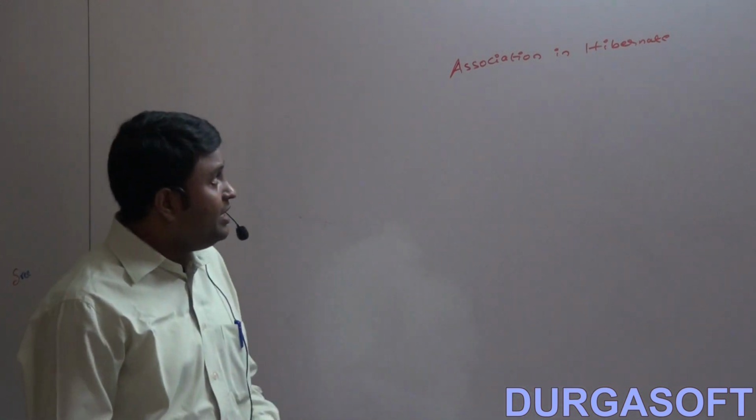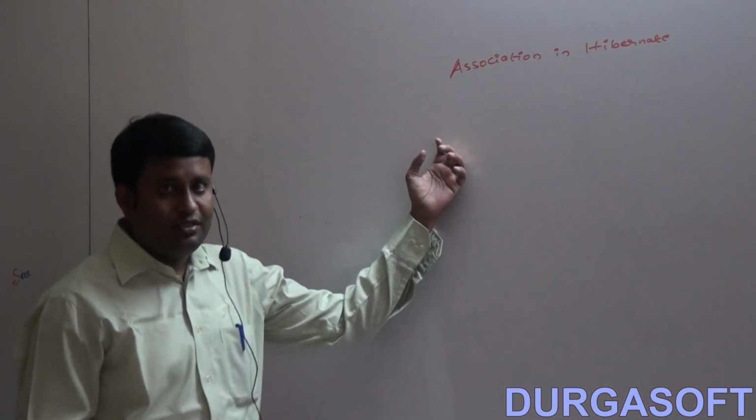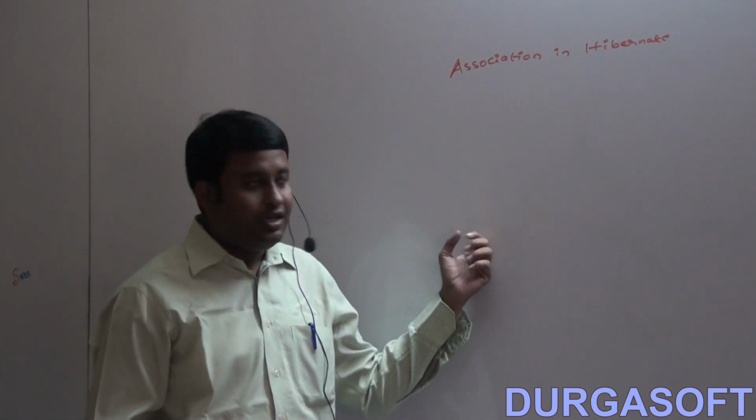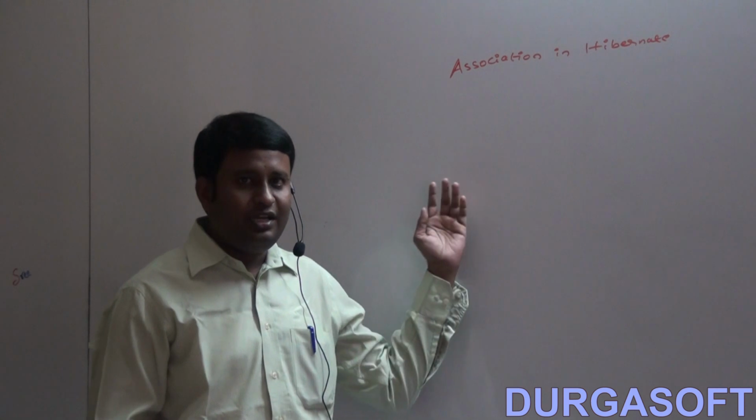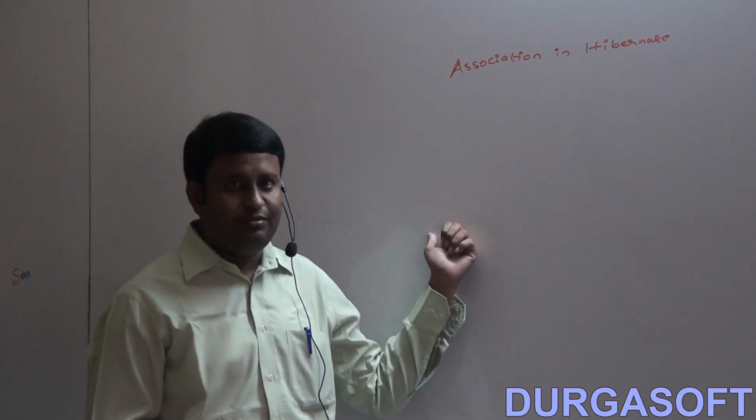To create an association relationship from object to object, there must be a foreign key relationship in the database tables.